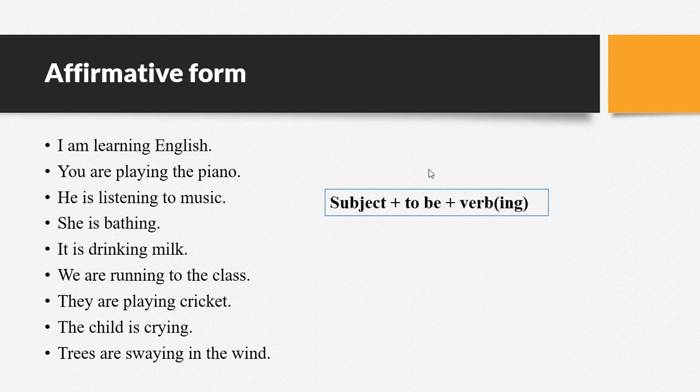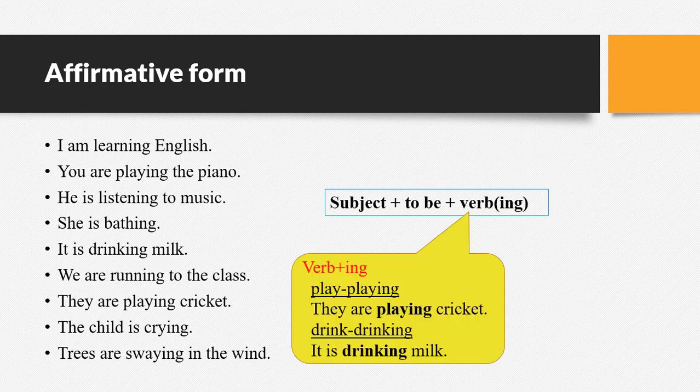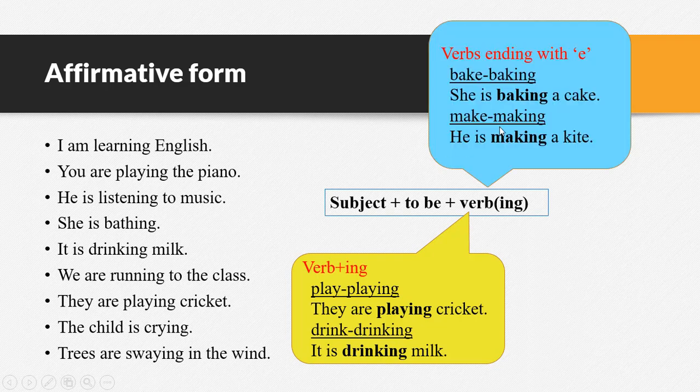You will have to make the ing form in different ways. Let's look at them. Verb plus ing, simply this is the form. Play, playing. You just add this ing. They are playing cricket. Drink, drinking. The infinitive form of the verb plus ing. It is drinking milk.